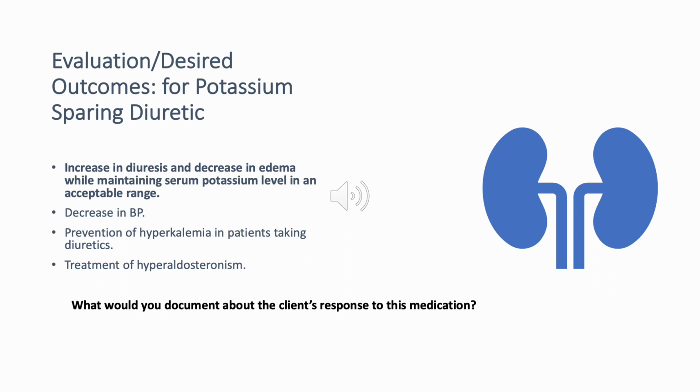The expected evaluation or desired outcome for potassium-sparing diuretics is increase in diuresis and decrease in edema while maintaining serum potassium level in an acceptable range, decrease in blood pressure, prevention of hyperkalemia in patients taking diuretics, and treatment of hyperaldosteronism.